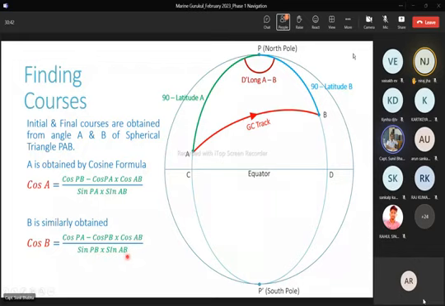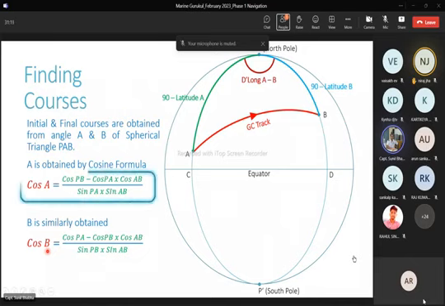Again, you can see all the items on the right hand side marked in green are known to us. The only unknown here in this equation is angle B. So putting all these values in the equation, we can easily calculate the angle B value. It's a single step calculation in the scientific calculator.